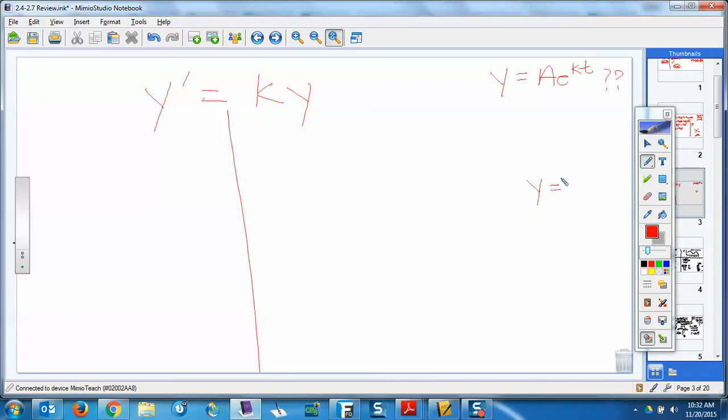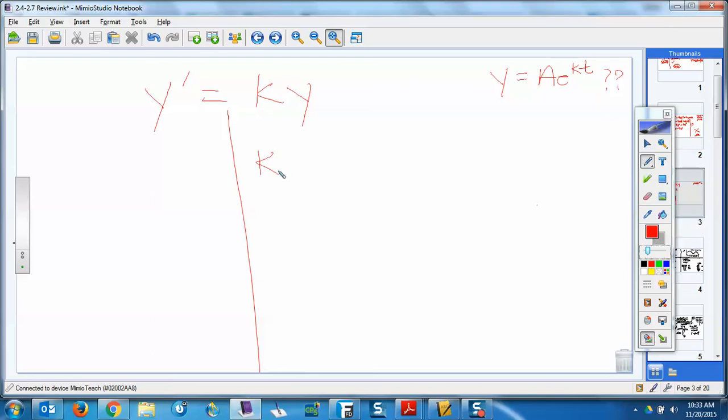Pretend k is a 1. Then you get y prime equals y. What's that saying? It's saying the derivative is the same as the function. Now what function did we learn that is its own derivative? E to the x, right? So it's not a surprise that this is what's happening here, because we've kind of already said that. But then you could have some numbers in there, and that's what the k and the a end up being.